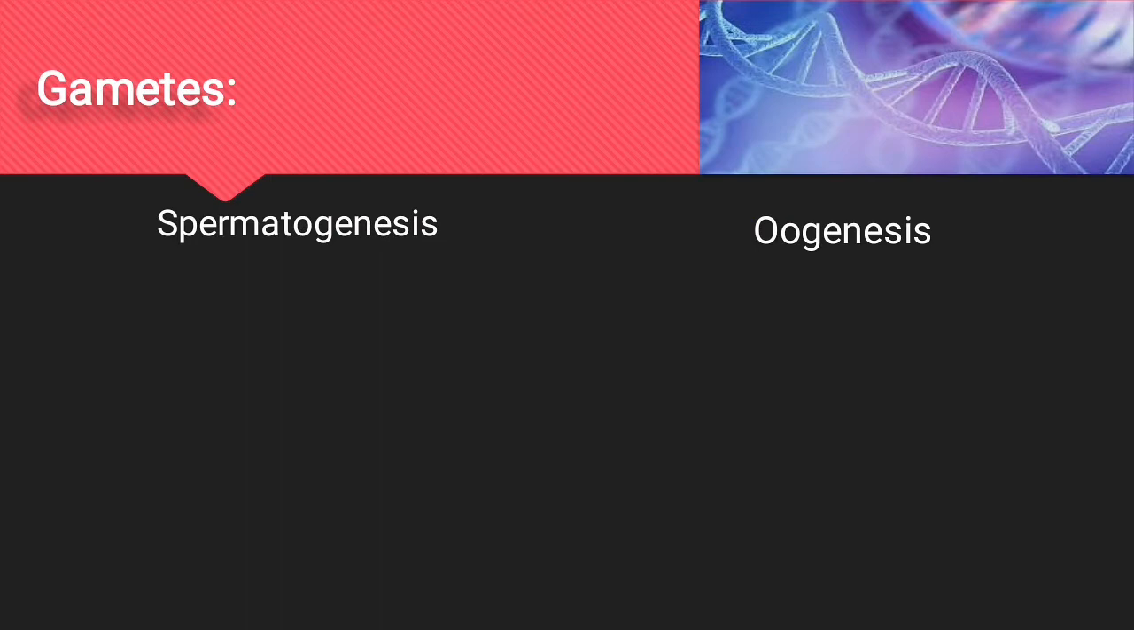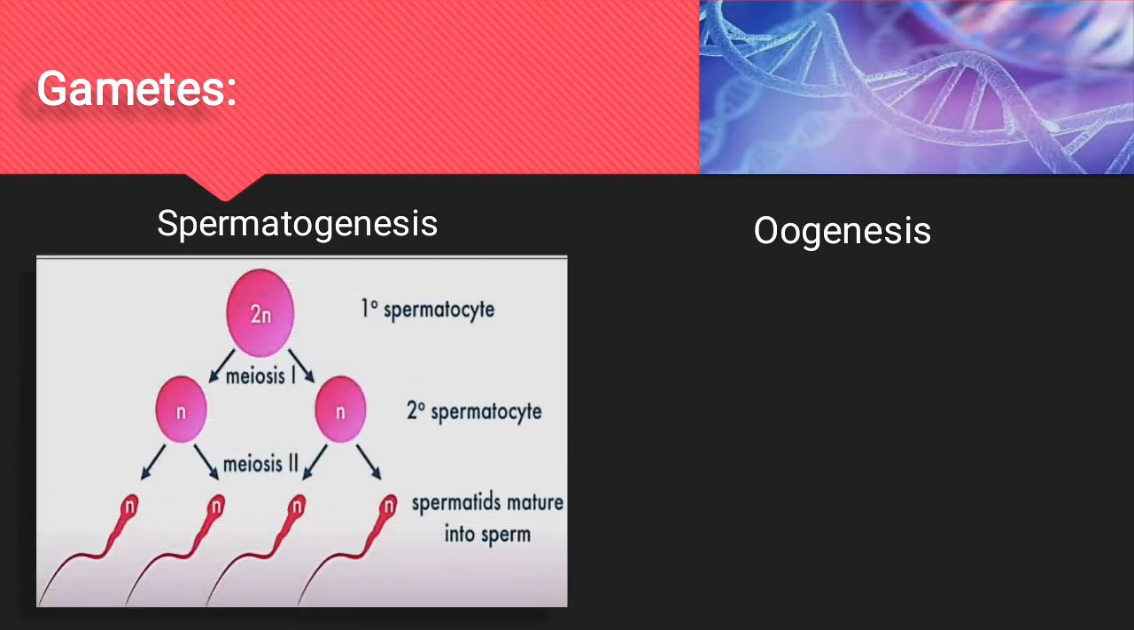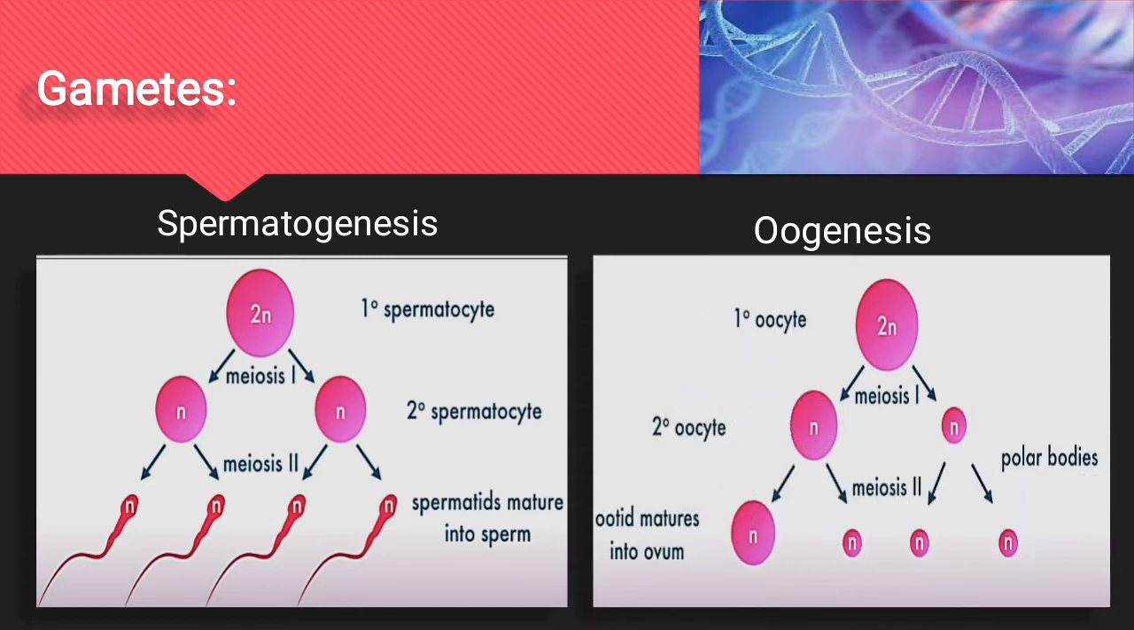Gametes are formed through meiosis, and these are also known as reproductive cells that unite during sexual reproduction to form a new cell called a zygote. There are two processes of formation of male and female gametes: spermatogenesis and oogenesis. Spermatogenesis leads to the formation of sperm cells, whereas oogenesis helps in the formation of egg cells.